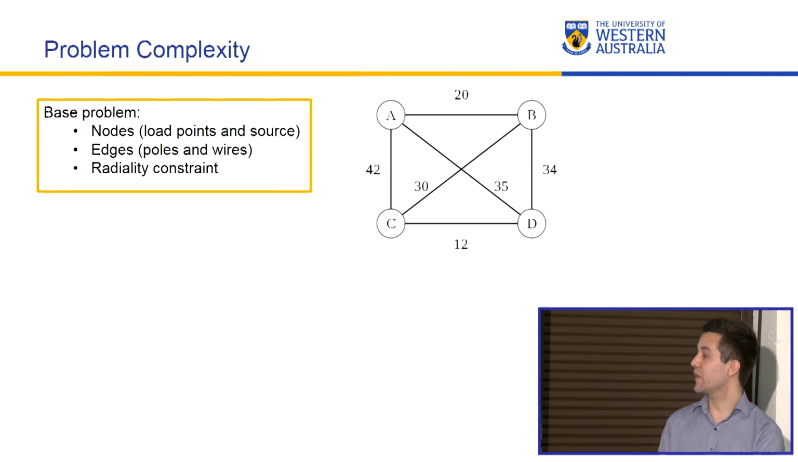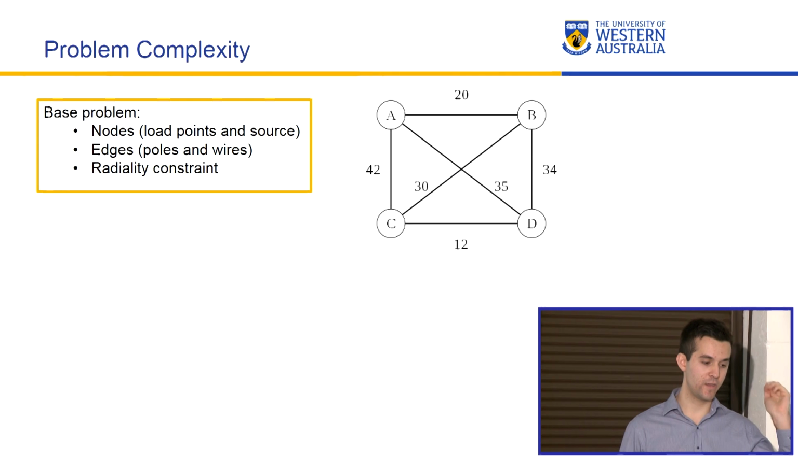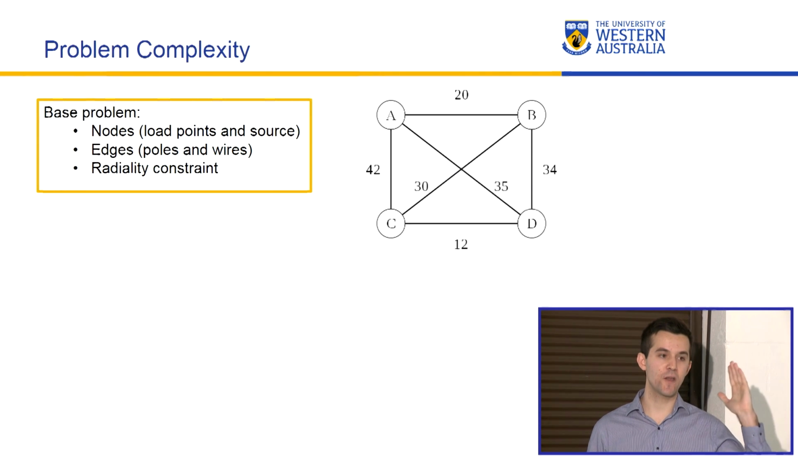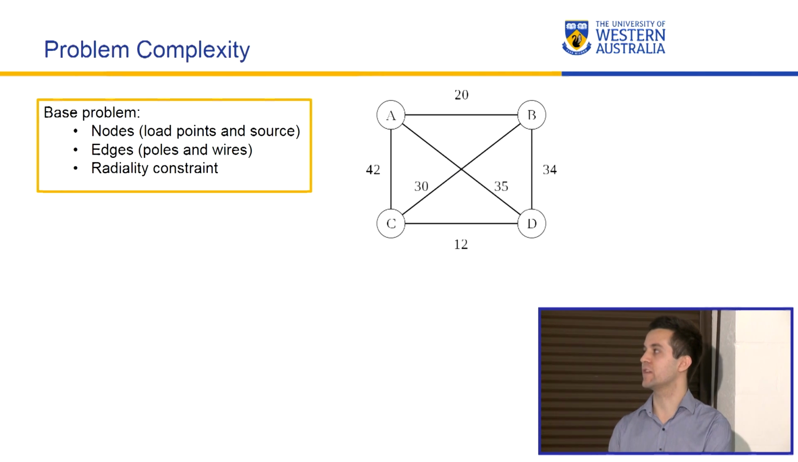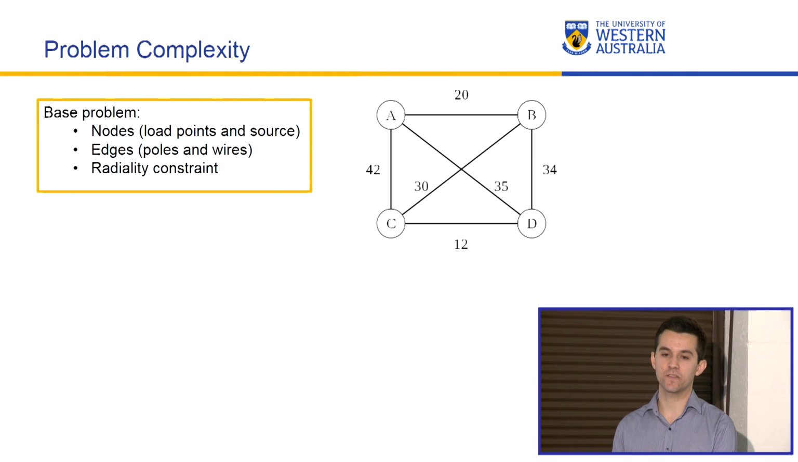So when we are considering the problem itself and trying to understand the complexity of the problem, we can consider it to be composed of a set of nodes and edges, where our nodes are our load points, or the customers themselves, and the edges are the poles and wires, essentially. So if you imagine a rural area, when you're driving along the road, you'll have a set of poles and wires essentially parallel to that road. That is the edges we're referring to. Additionally, we'll also have a radiality constraint, because in rural areas, the networks are typically composed in a radial fashion for the purposes of minimizing costs already.